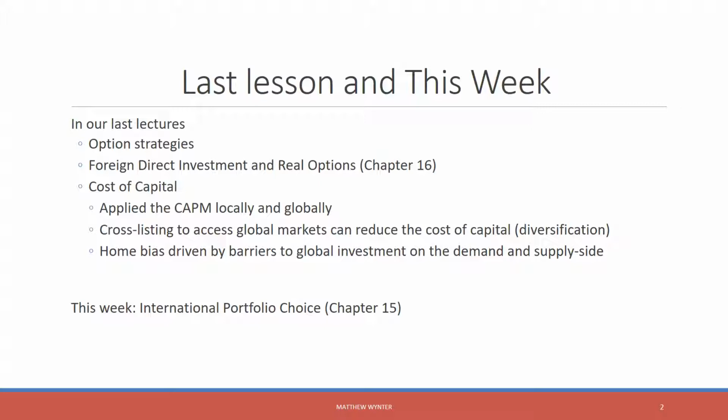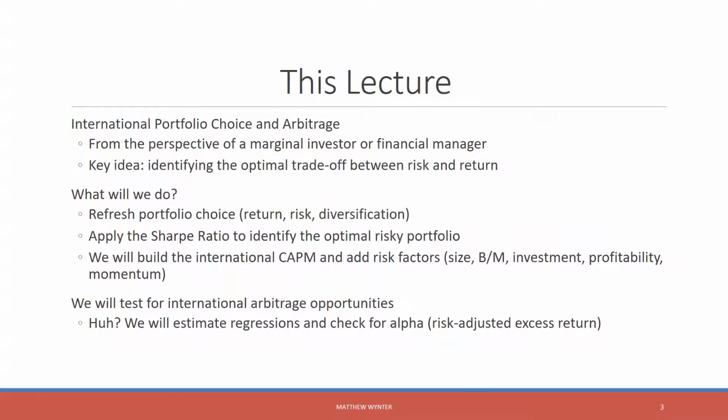This week, we're going to drill even further into international portfolio choice. So this is going to focus mostly on chapter 15. This lecture is going to come from the perspective of a marginal investor or financial manager. And the key idea is that we're going to identify the optimal trade-off between risk and return.